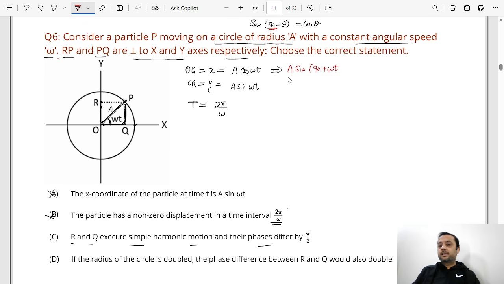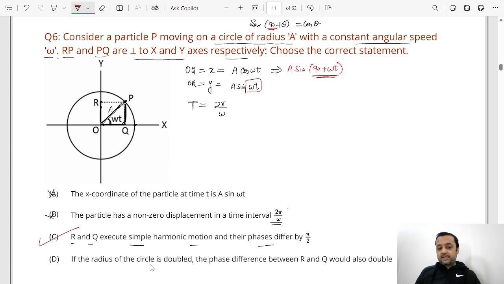Now this is very obvious that this is an SHM function, clearly in the format of sine only. So clearly we can say that OQ, which is the distance x, represents an SHM function, a sinusoidal variation, and similarly OR, this distance y, is also an SHM function. The phase of y, or OR, is omega t, and the phase of OQ is 90 plus omega t. So if you check the phase of this and the phase of this, there is a phase difference of 90 degrees, which is what option C is saying, which is why it is absolutely correct.